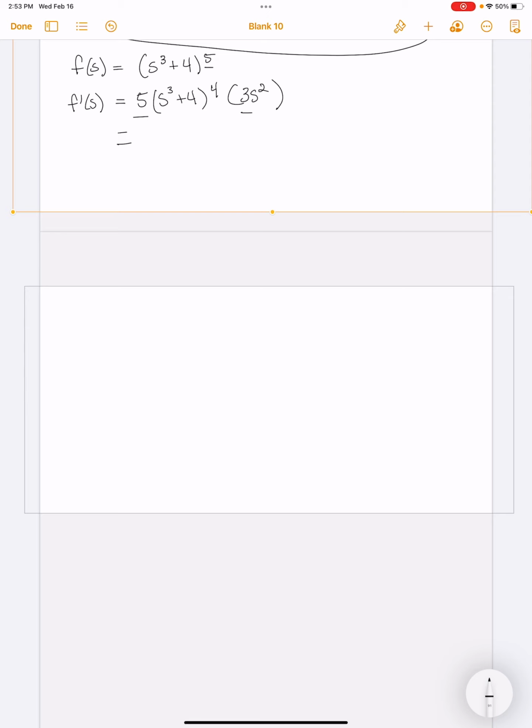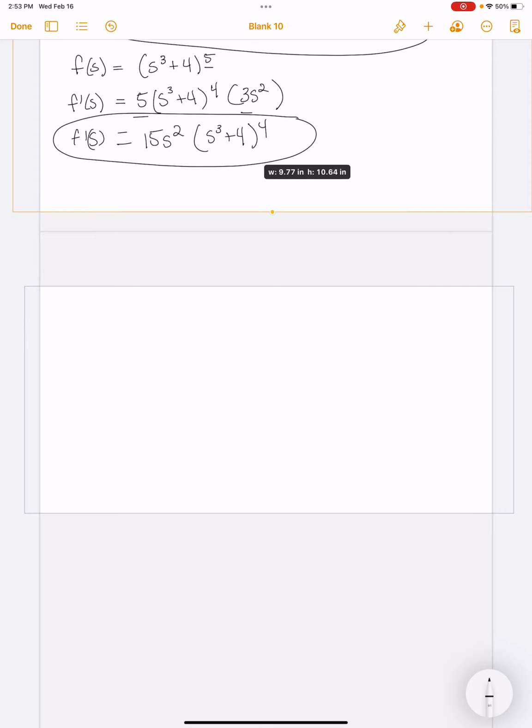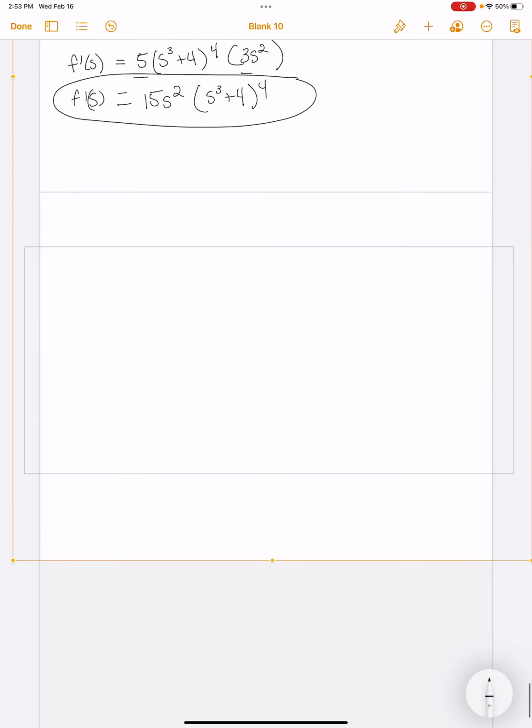So we're going to have 5 times 3s squared, which is 15s squared, times s cubed plus 4 to the 4th. And that's your derivative. Okay, and then let's do another.